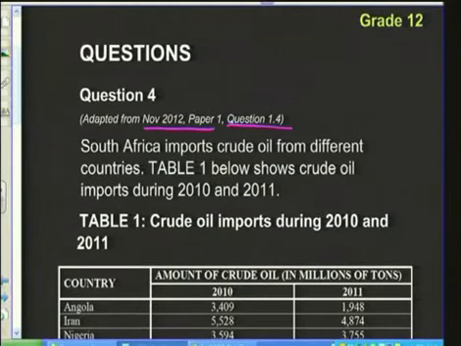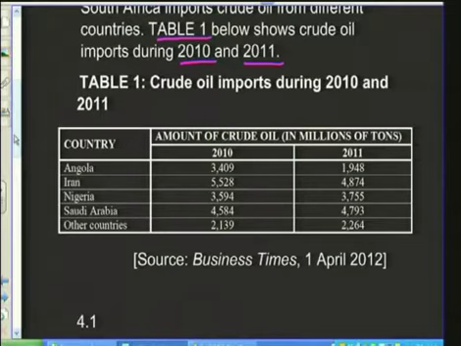South Africa imports crude oil from different countries. Table 1 below shows the crude oil imported during 2010 and 2011. So now we have our table. It's the crude oil imported. We've got our countries, so there's different countries. We've got Angola, Iran, Nigeria, Saudi Arabia, and other countries.